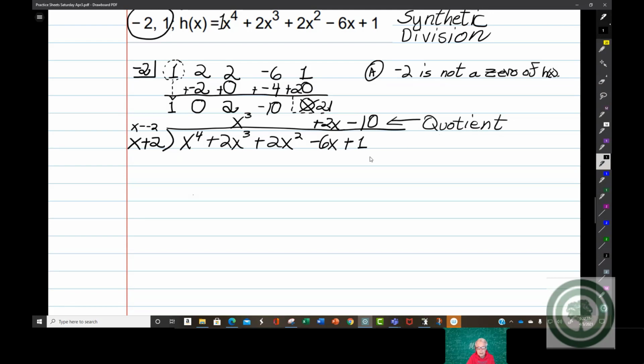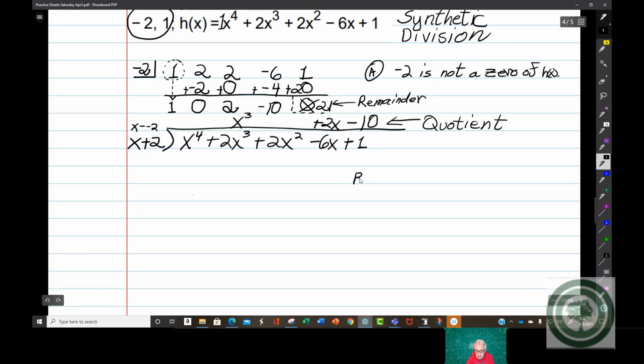And the remainder is negative 21. So to write this more legibly, A, we've got that negative 2 is not a 0 because the remainder was not 0.